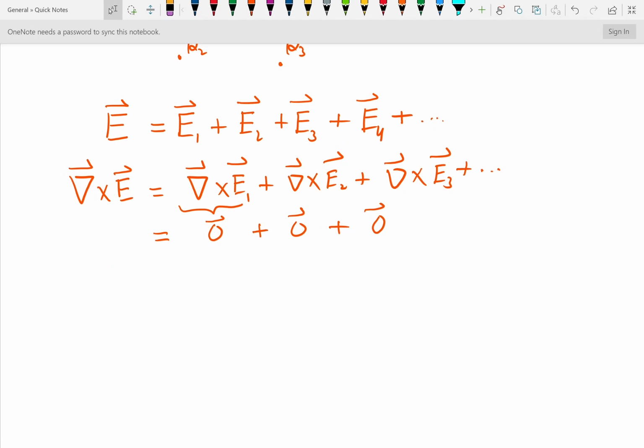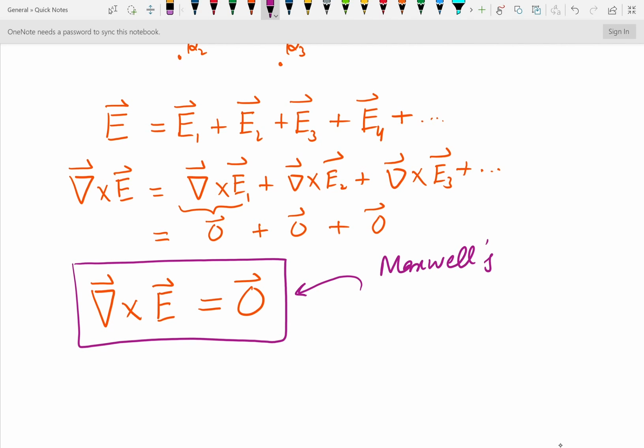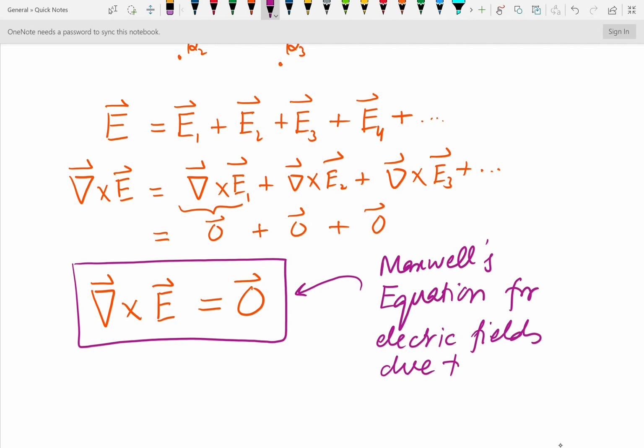And so finally we have a very general result that the curl of the total electric field due to static charges is equal to a null vector. This is a very important result, and this is actually the Maxwell equation. This is Maxwell's equation for electric fields due to static charges.